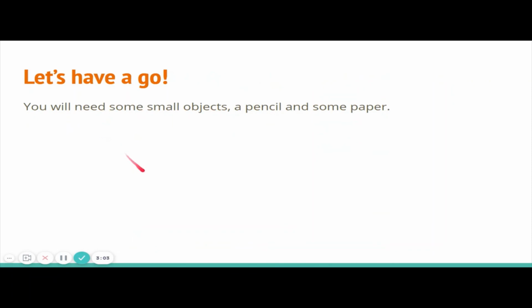Let's have a go. You will need some small objects, a pencil and some paper.